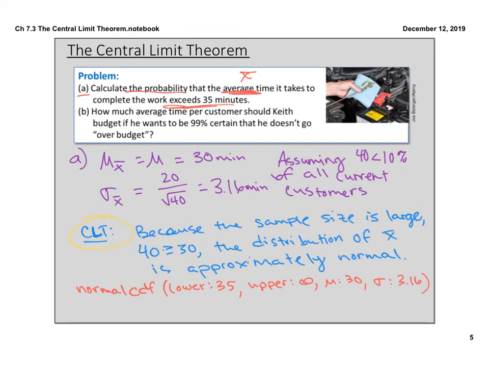So now I'm going to go ahead and type that into my calculator, go to second distribution. Normal CDF is the second option down. I've got 35. I've got an upper limit of positive infinity. My mean is 30. My standard deviation is 3.16. And I paste that, and I get a probability of 0.057, we'll call it 57.